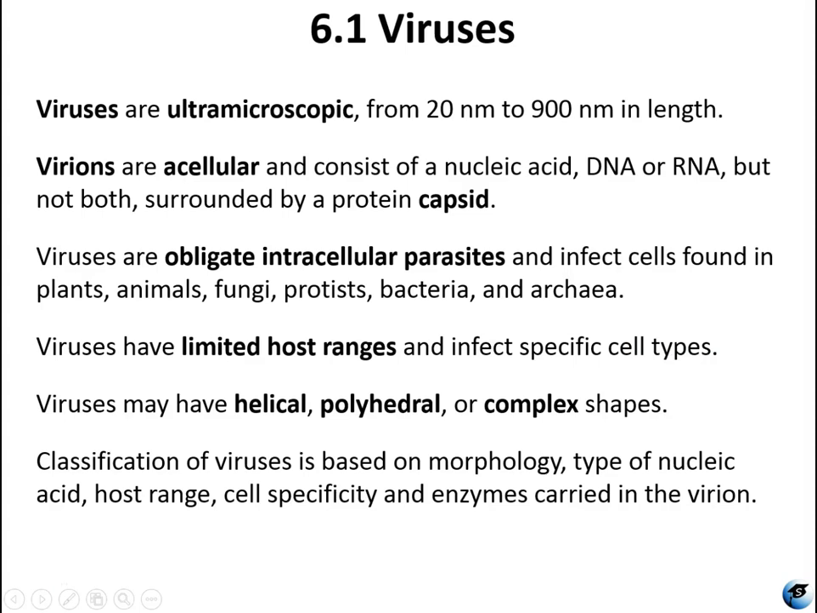And they do have these different types of shapes. They're categorized and identified by the shapes of their capsids. They're helical, polyhedral, or complex. And this is how they are classified, based on their shape, their morphology, right? The type of nucleic acid they have, whether they have DNA or if they have RNA. And then, of course, the kinds of hosts that they infect. And then what types of enzymes, because they don't have a lot.